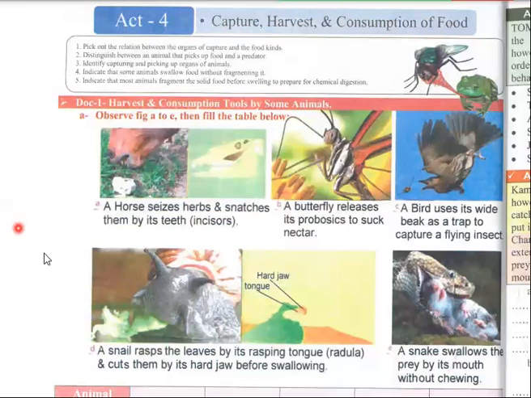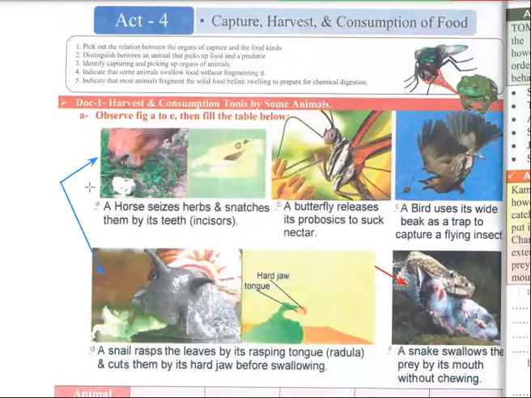A food diet is the food eaten by an animal during a certain period of time. If an animal consumes food of plant origin, like the horse right here, like the snail, these animals are called herbivores. If an animal consumes food of animal origin, like the snake right here, the snake is a carnivore. Other animals are called omnivores if they feed on food of both plant and animal origin.